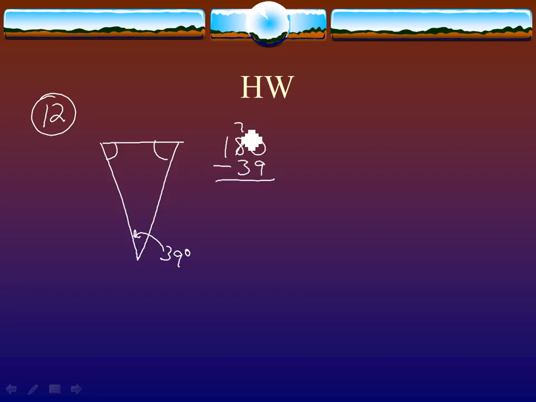Borrow. It's 1, 4, 1. Is that right? Now, does that mean this angle here is 141? No. What do you have to do? Divide that by 2. 141 divided by 2. I have to bring down a 0, put in a decimal, bring down another 0. 2 will go into 10 5 times.